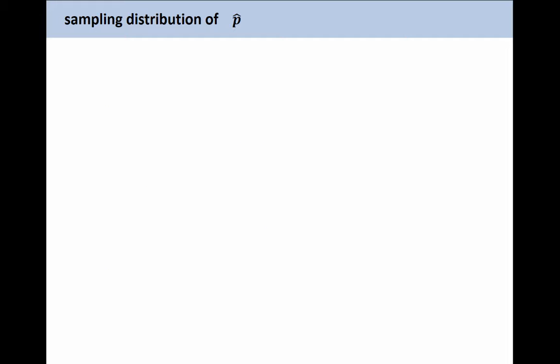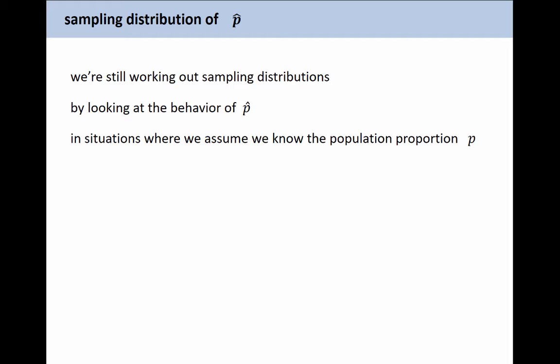So when we talk about the sampling distribution of p hat, the other thing to keep in mind in week 4 is we're still working out sampling distributions by looking at the behavior of p hat in situations where we assume we know the population proportion p.